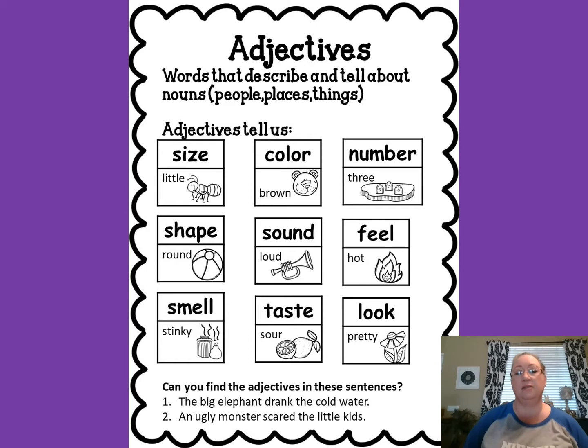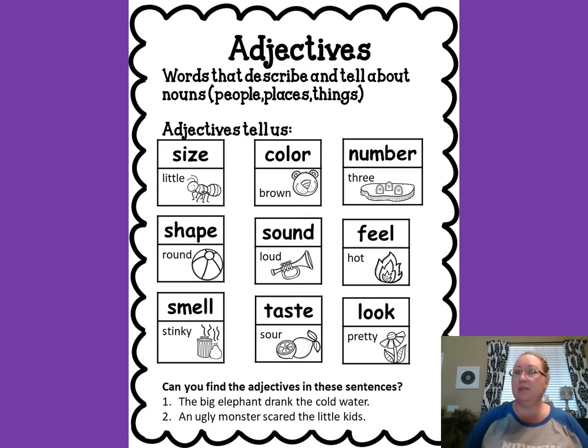Adjectives tell us number. How many penguins are here? There are 3 penguins. Adjectives tell us shape. We have a ball. The ball is round. Adjectives also can tell us what sound something makes. So if I have a trumpet or a horn, I can say that it is loud. Adjectives tell us what something feels like. The fire is hot. Adjectives can tell us what something smells like. So we have some trash here, and the trash is stinky.